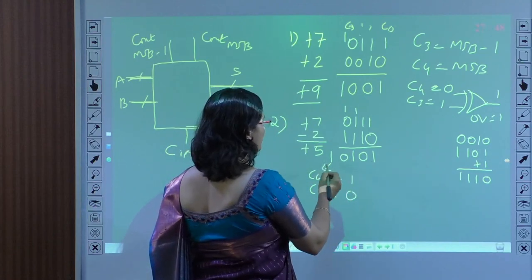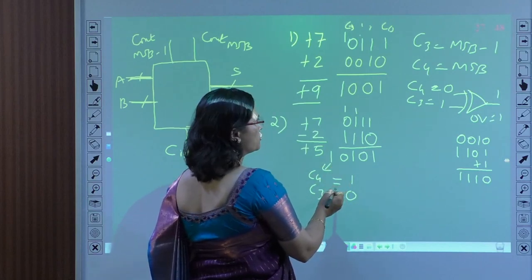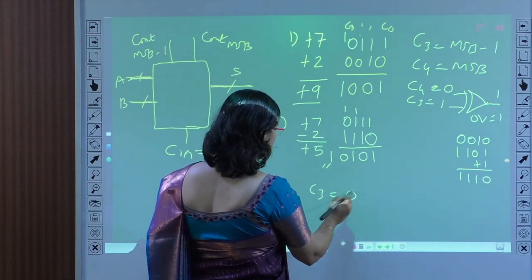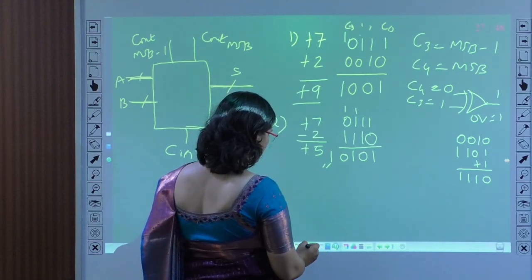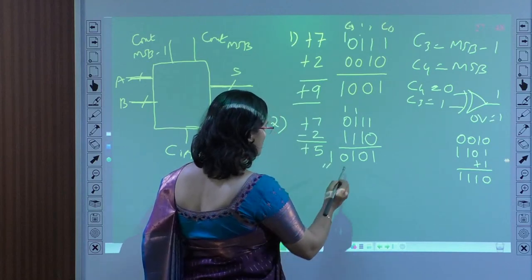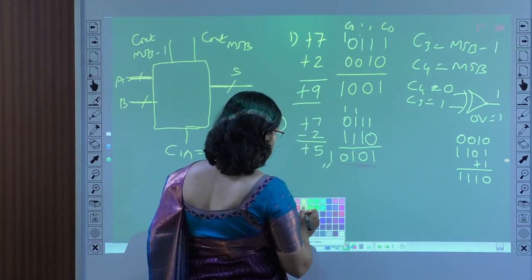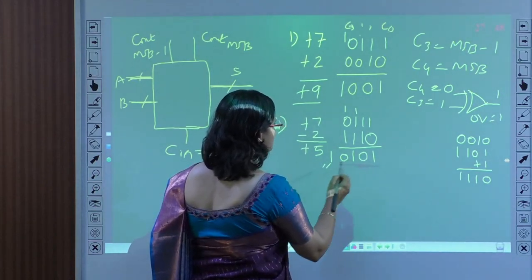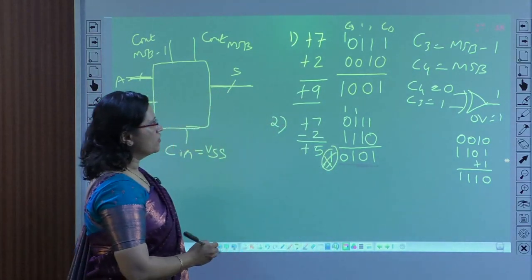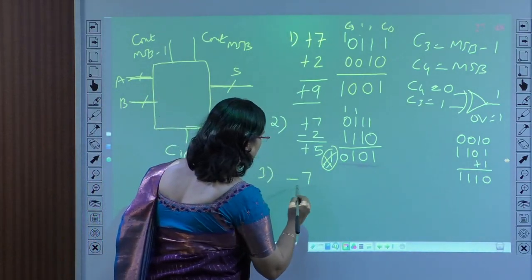Okay. So, you can discard the carry over here because your answer will be in the true form. You can discard the carry because your answer will be in the true form. So, you get here 0101. That is the answer we got. You can discard this carry. Okay. Now you can take up the third case, minus 7 plus 2.